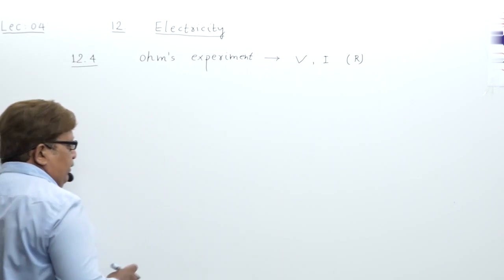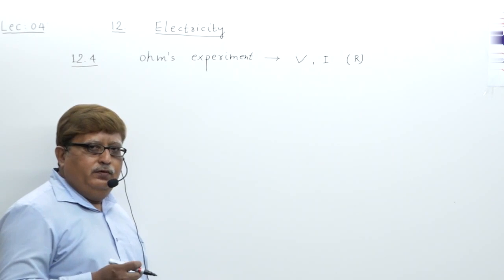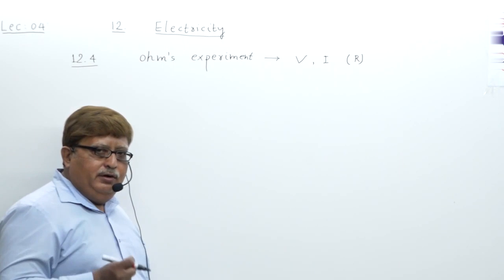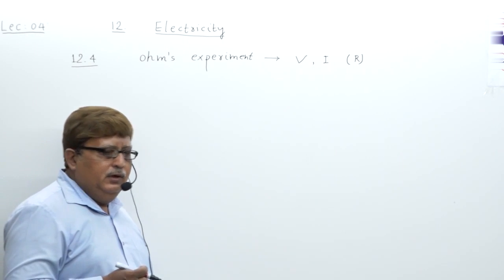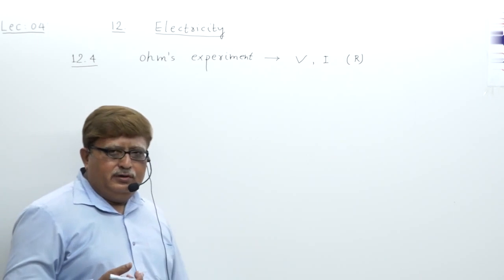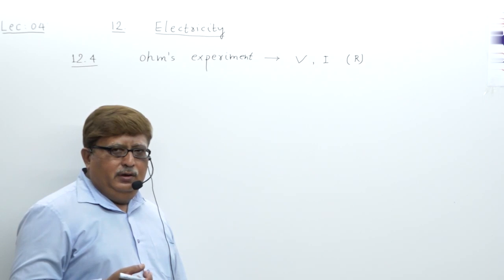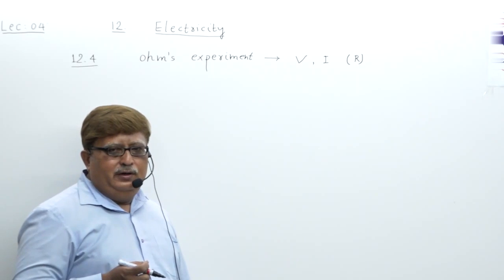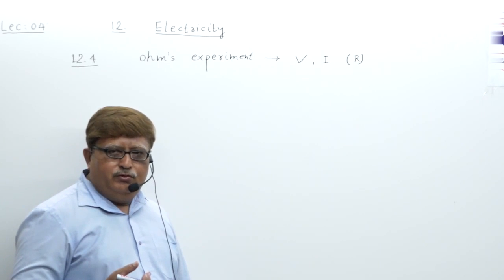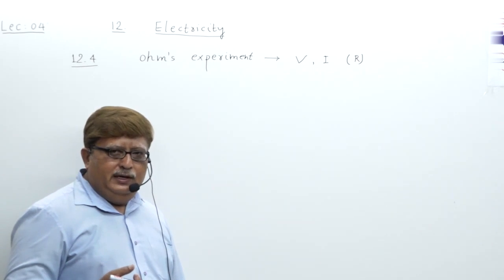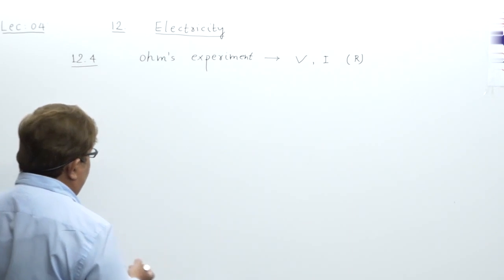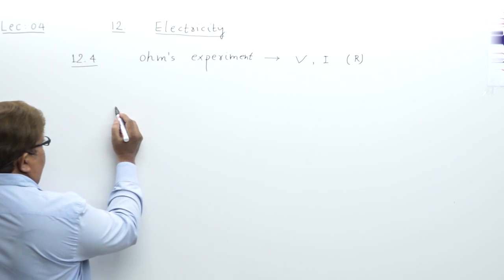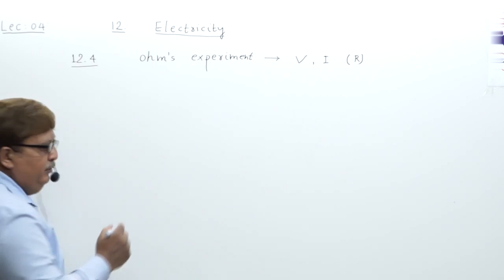For that purpose, let us first try to establish the electric circuit. As far as the electric circuit is concerned, as we move into some examples also, I will try to narrate various types of symbols which are used in electric circuits. Okay, my dear students, let us try to understand how the electric circuit is established in Ohm's experiment.